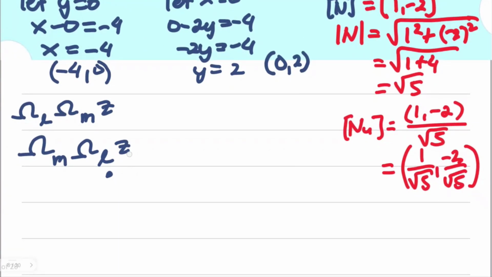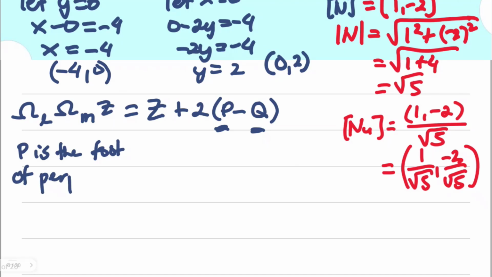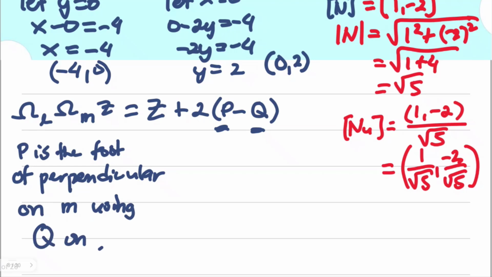So we'll be using again the first formula. We have your x plus twice p minus q. But since we are using point Z, we can simply change this to point Z. Now, this would be the formula to determine the translation of Z along M, but we don't know the P and Q yet. P is actually the foot of perpendicular on the closest line M using a certain point Q on the other line L.